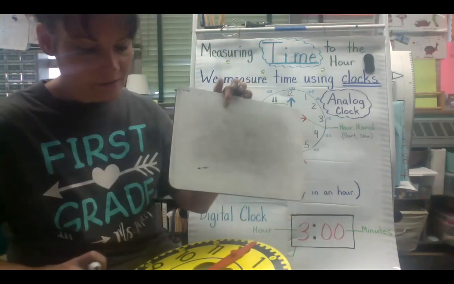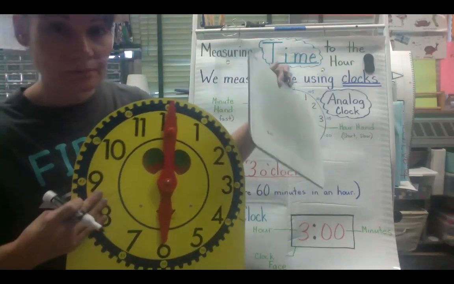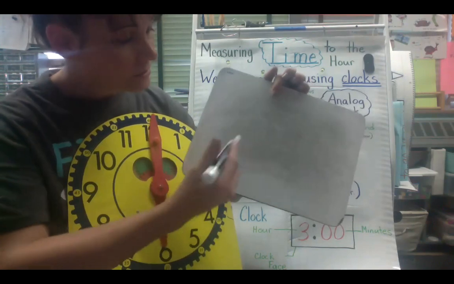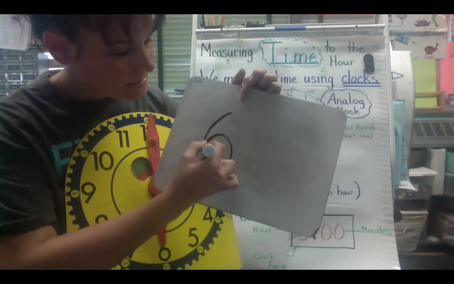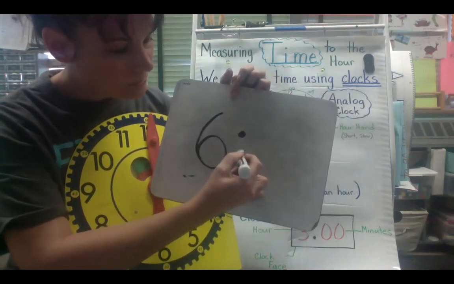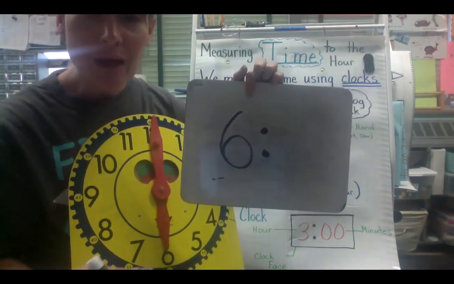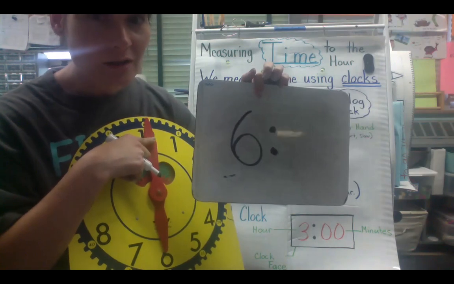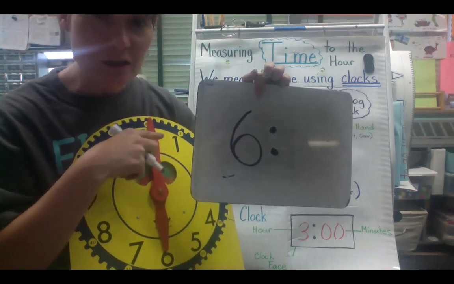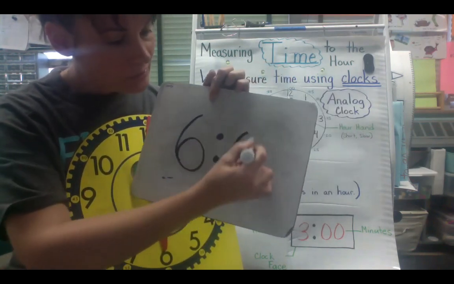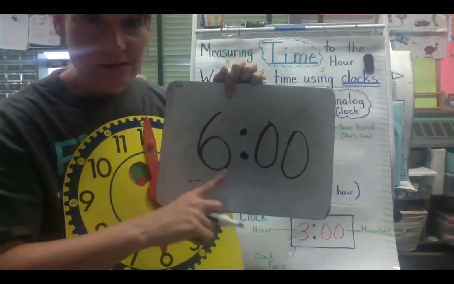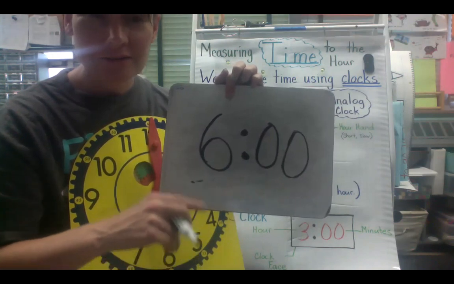We would say that this time shows the hour hand on the 6. So I would start with my 6, put my colon, and my minute hand is on the 12, and we always say o'clock because it's the beginning of the 6 o'clock hour. So I would put 0, 0, 6 o'clock. Great job.